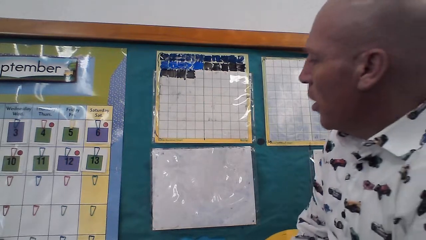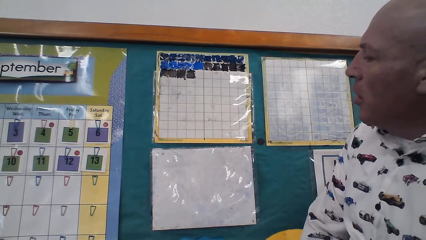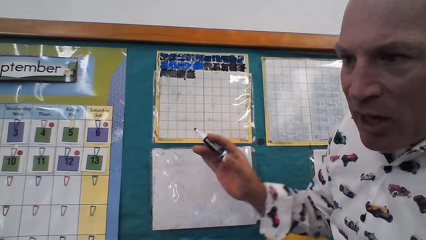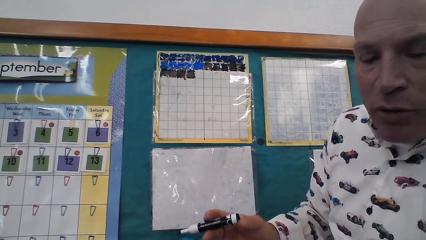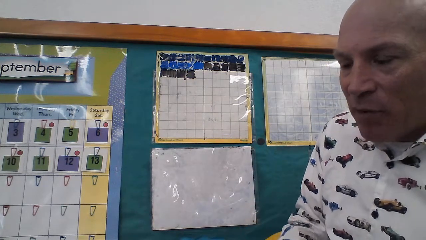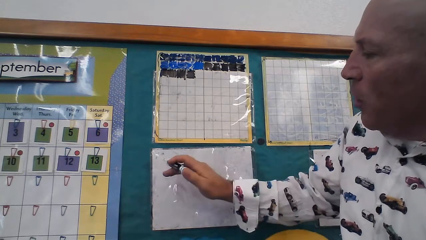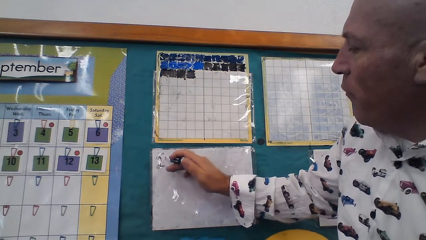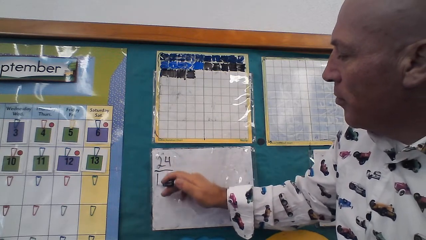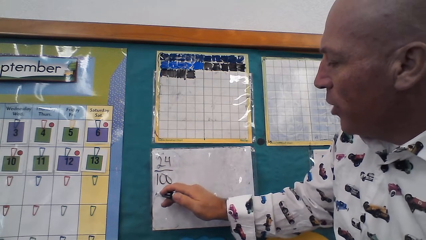Right, time for our application. Now, once again, I'm just going to think about how I do it. How you do it, you might not be there. You might think of it a different way, and that's okay. But I know if I have 24 out of 100, and by the way, let me just write 24%.